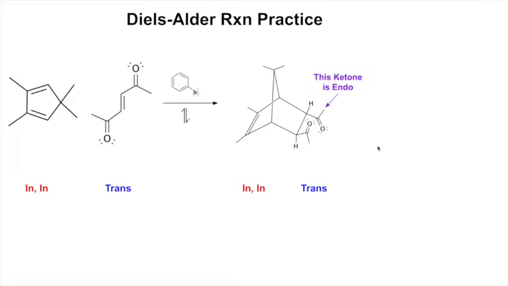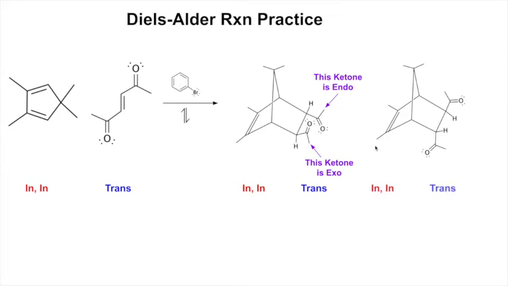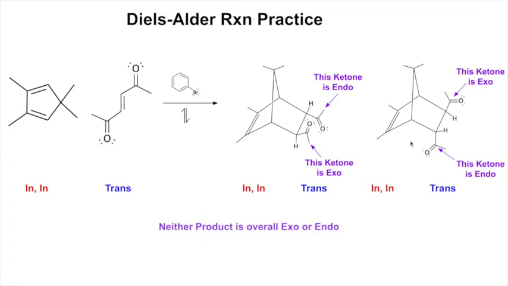That ketone is endo. This ketone is exo. And I'll get this product as well. You can see I have my ketone down. This one's up, ketone down. So this ketone's exo, this ketone's endo. And neither product is overall exo or endo, because each group is different: this one's endo, that's exo.